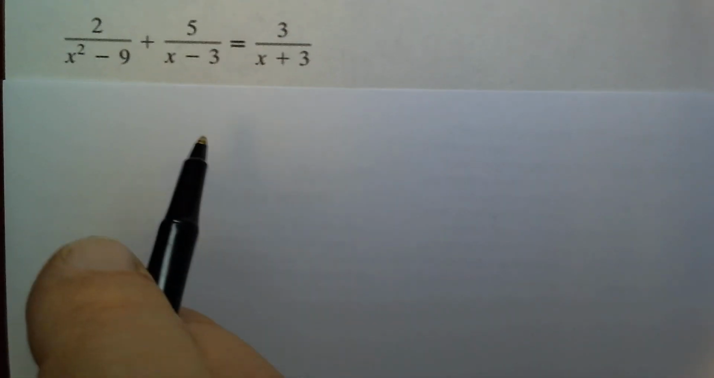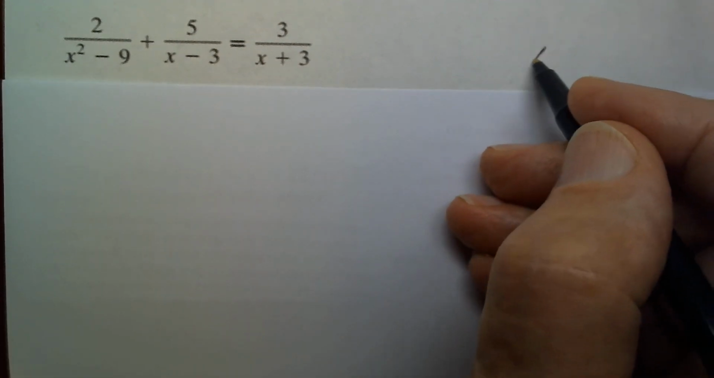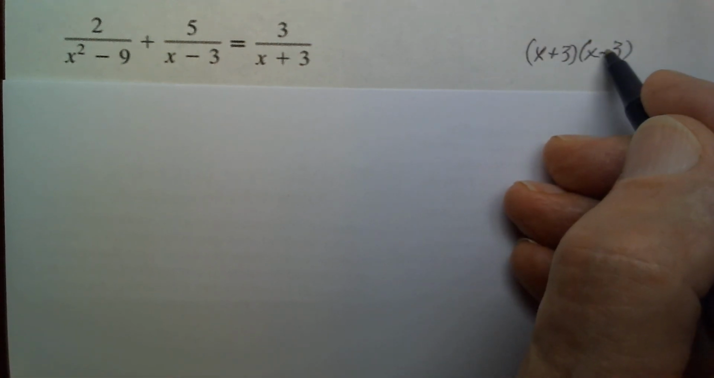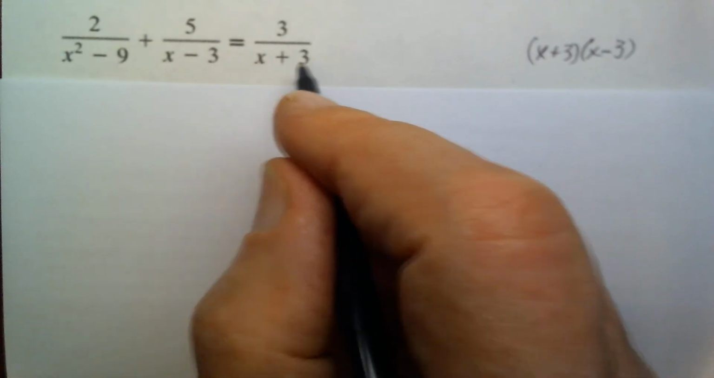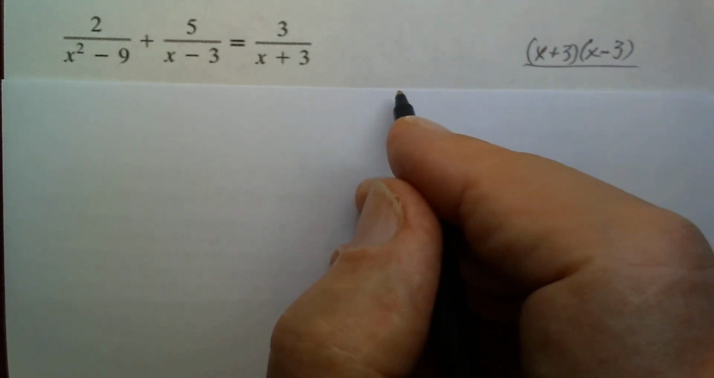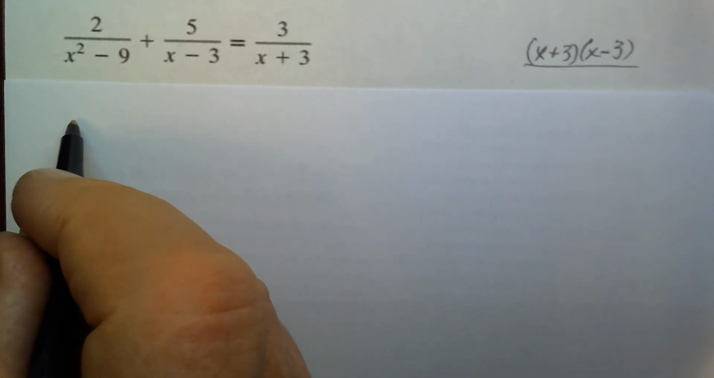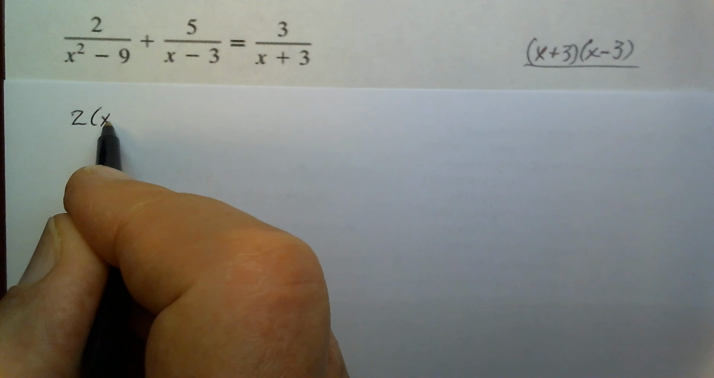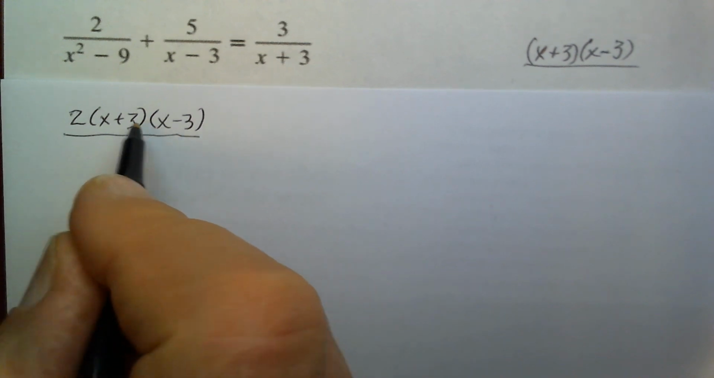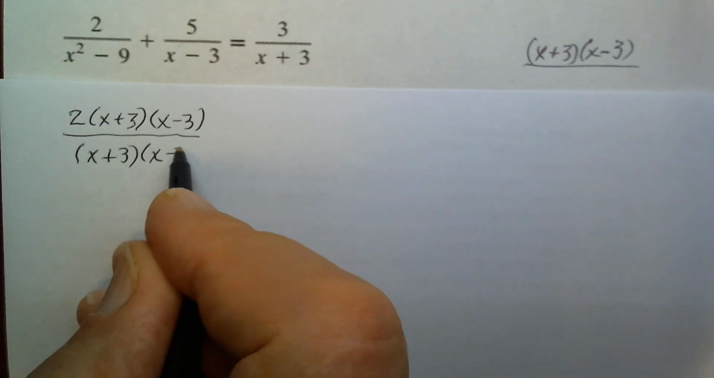In the next exercise, when we look at the denominators, we know we can factor x squared minus 9 into x plus 3 times x minus 3. And those are the other two denominators here, so that's our LCM, x plus 3 times x minus 3. So, to clear the fractions, we multiply each expression by the LCM. So we get 2 times x plus 3 times x minus 3 divided by x squared minus 9, and again that's x plus 3 times x minus 3.